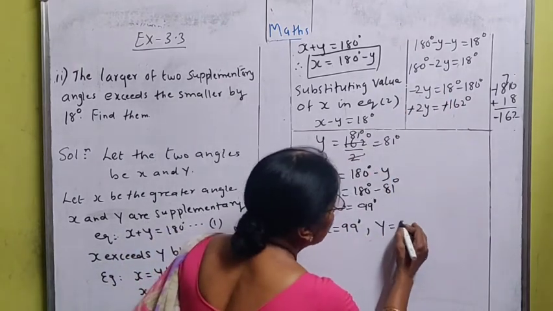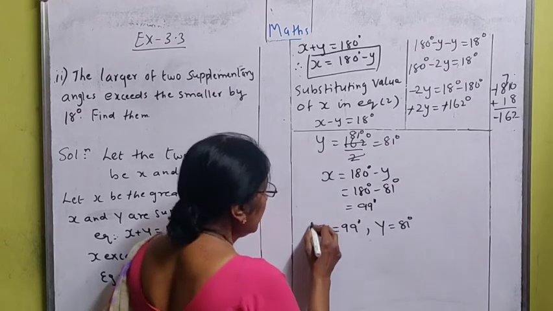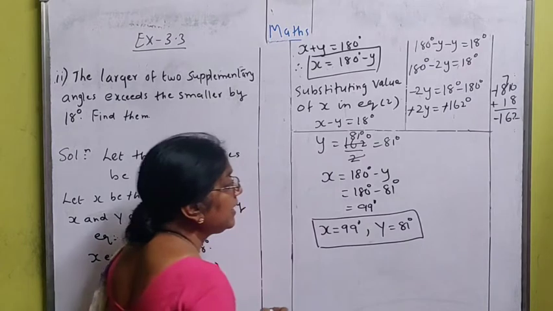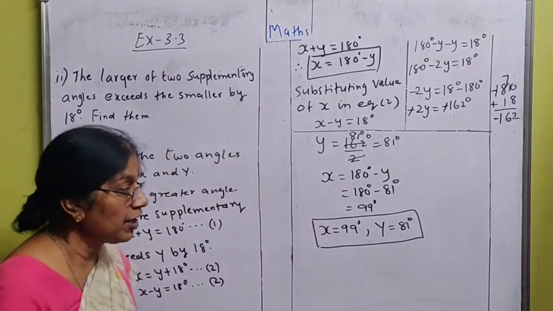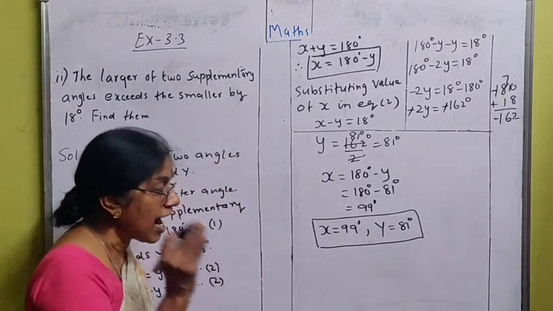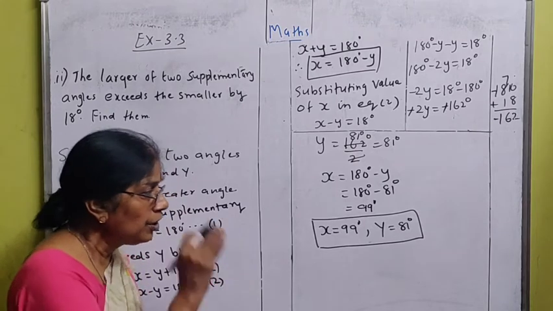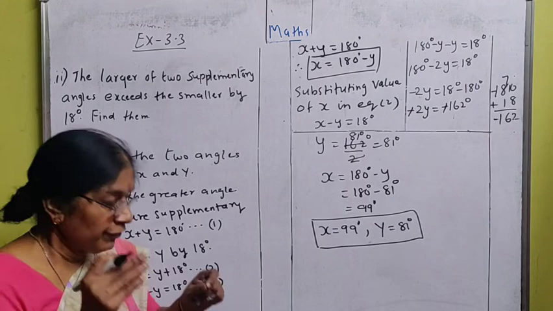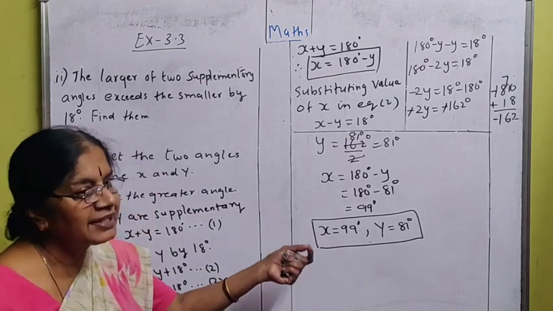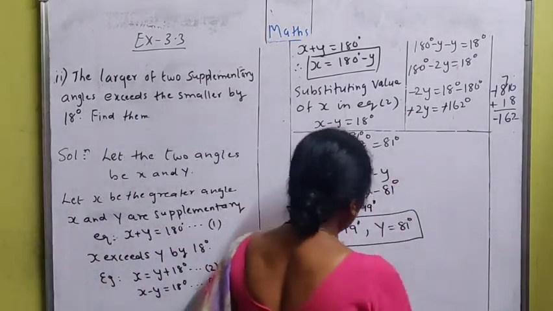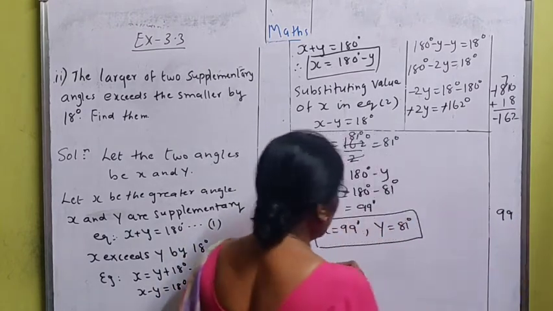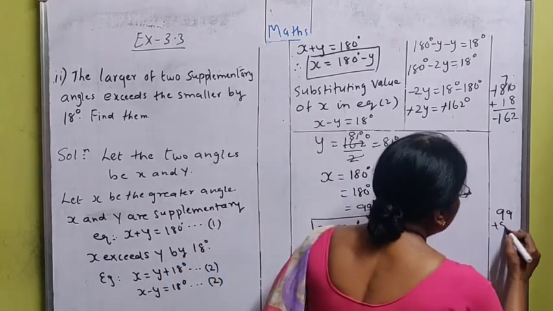Y value you got as 81 degree. So now these are the two angles, that is 99 degree and 81 degree. Now we have to see whether your answer is right or wrong. I told you, you have to do the verification. It's not compulsory, but to find out whether your answer is right or wrong, in the working column you do that. 99 plus 81.